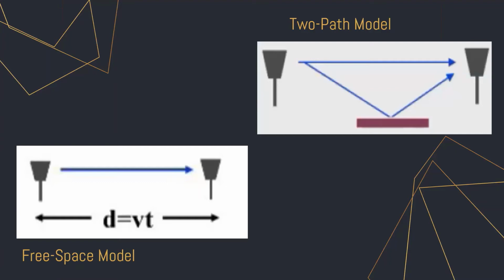In the two-path model, the receiver receives two types of signal, which are the line-of-sight or LOS signal and the non-LOS signal. The non-LOS signal comes from reflection. In this model, the power falls proportionally to the distance to the fourth power, and the power decreases significantly when the distance is further than its threshold distance. It also states that it is independent of wavelength and frequency.